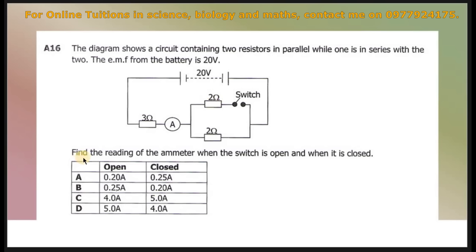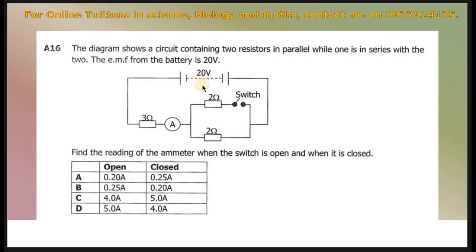Then they are saying find the reading of the ammeter when the switch is open and when it is closed. Okay. So when the switch is here, when it is open, what is the route of electric current? The route of electric current is like this. Okay. So meaning resistor 3, resistor 2, they'll be in series. Okay. So when the switch is closed, then these will be working.